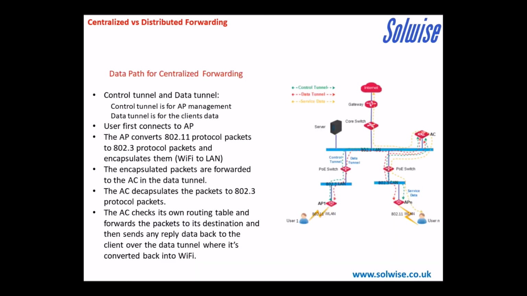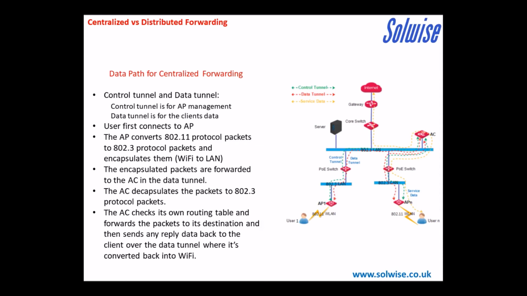This is just going over it and again reiterating what we've covered so far. So with centralized forwarding, there is a control tunnel and there is a data tunnel. There's a control tunnel between the controller and, for example, the access point, and then there's an actual data tunnel for the client's data from the access point going through to the controller.